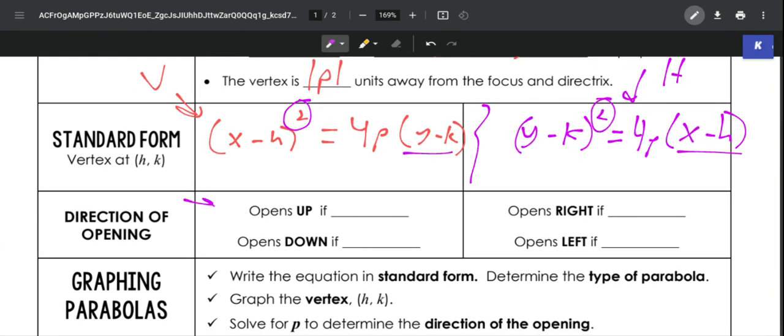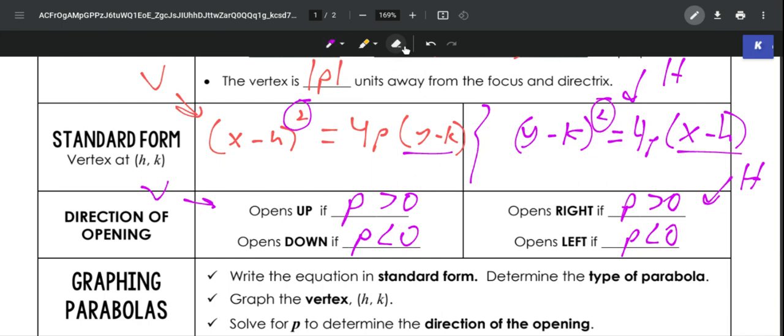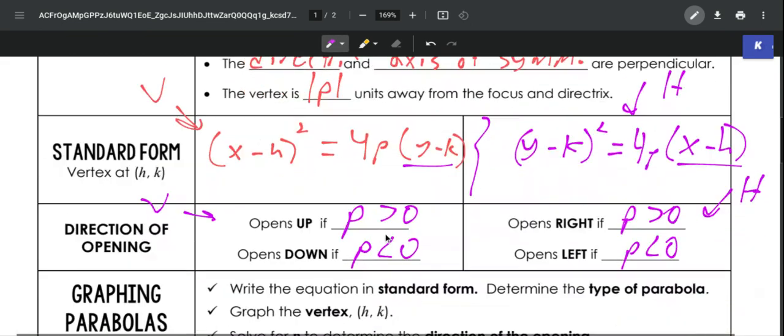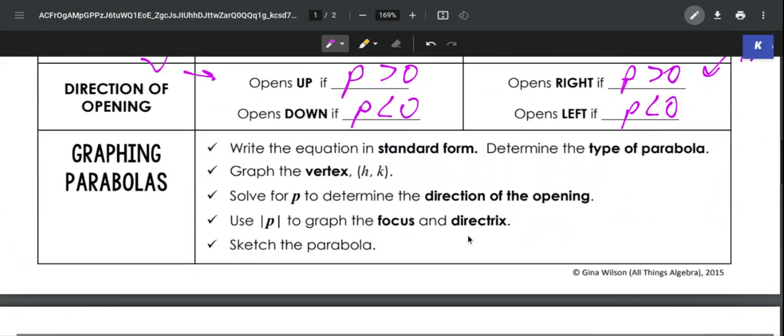When we have a vertical parabola, we can determine the direction that this parabola opens. It opens up if p is greater than 0, and it opens down if p is less than 0. And when we have a horizontal parabola, if p is greater than 0, it opens right, and if p is less than 0, then it opens left. That'll be some important information that we'll refer back to. But for now, just get all of this information down. Then we'll start incorporating it into actual graphing in the next video.